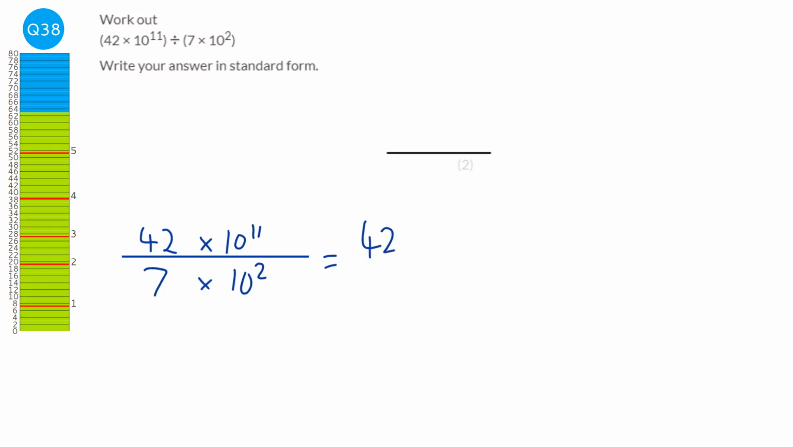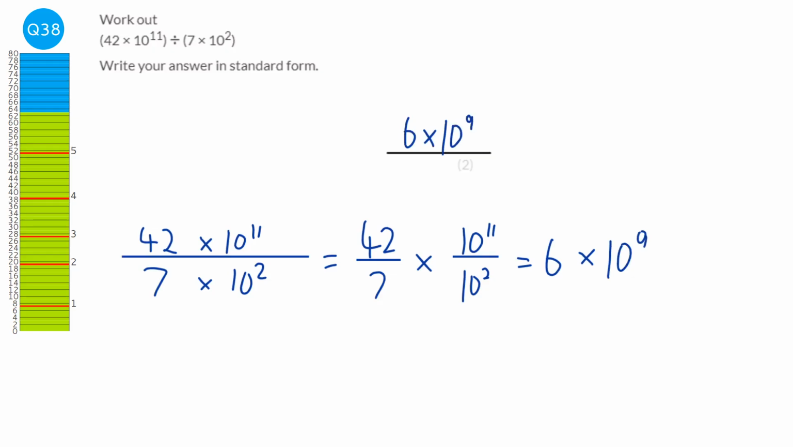So we've got 42 over 7 times 10 to the power of 11 over 10 to the power of 2. And you can see we're just doing it separately. So 42 divided by 7 is 6 times, and then with dividing, or as a fraction, when we divide powers of the same base, we take away the powers. So 11 take away 2 is going to be 10 to the power of 9. So it's going to be 6 times 10 to the power of 9.